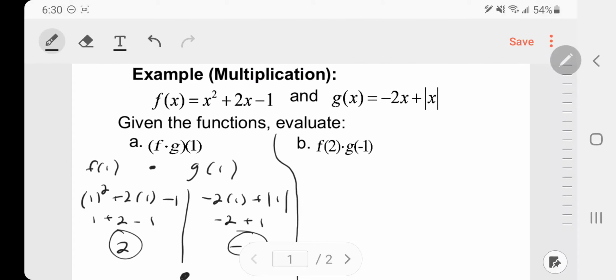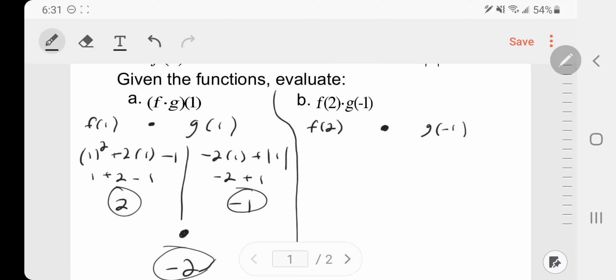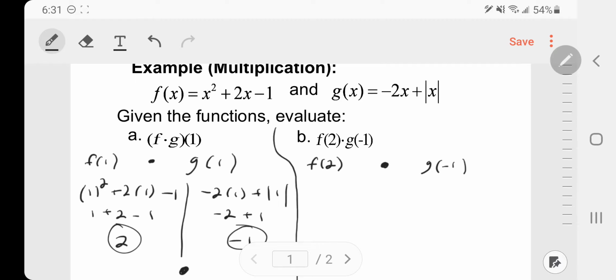All right, now on the other side, we have them separated because we have two different inputs. So we'll find f of 2 first, then we'll find g of negative 1, and then we will multiply our two solutions. Okay, so f of 2, we have 2 squared plus 2 times 2 minus 1. And then we also have negative 2 times negative 1 plus the absolute value of negative 1.